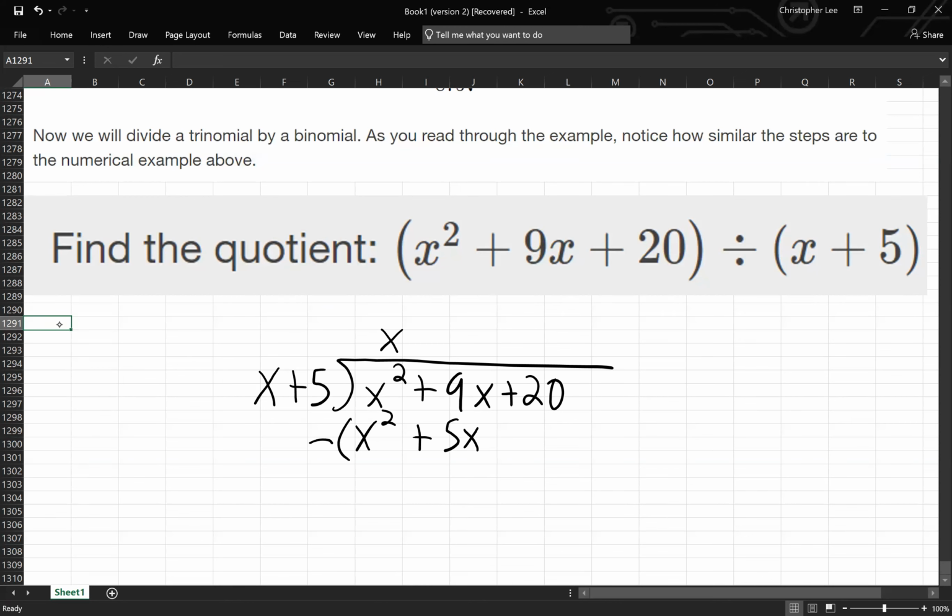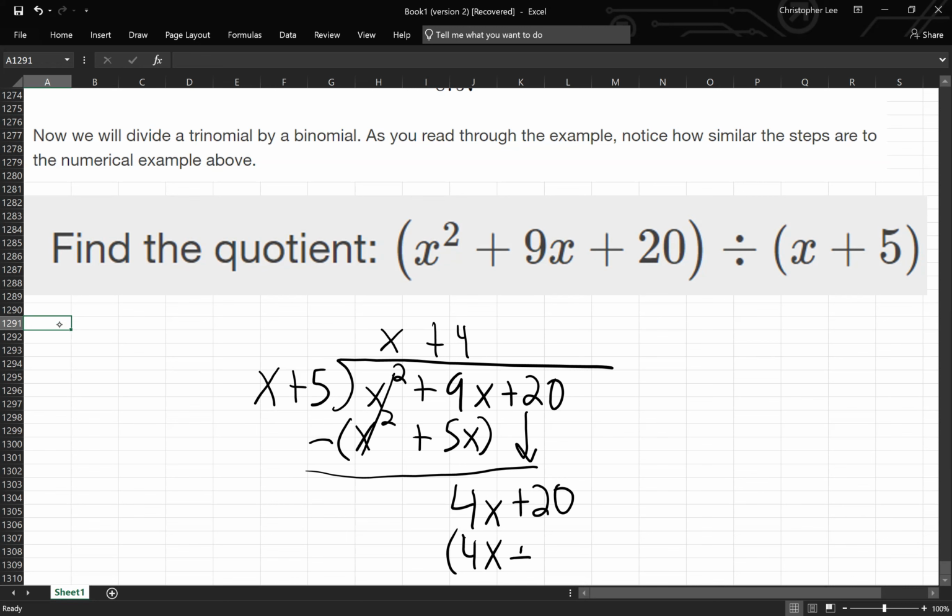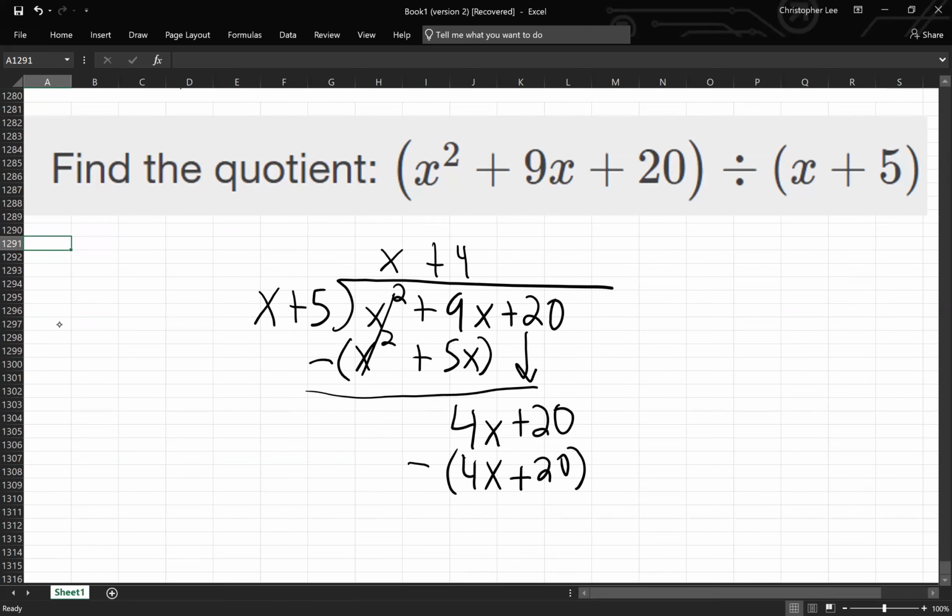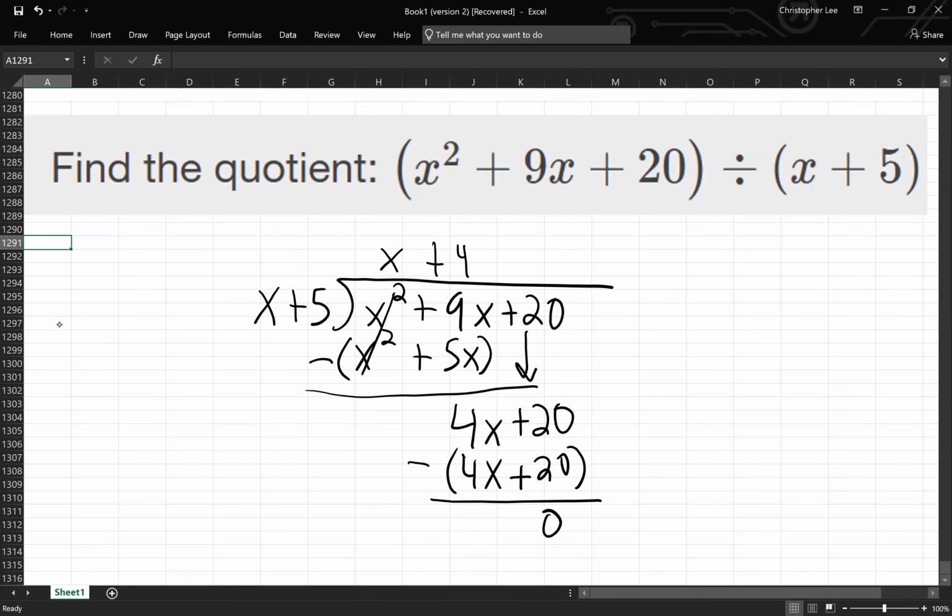And then I want to subtract these. But remember that this is a polynomial, right? So x squared minus x squared will cancel out. 9x minus 5x is 4x. After that, bring down your positive 20. Now x goes into 4x plus 4 times, and 4 times x is 4x. And 4 times 5 is 20. When you subtract these out, you get 0. So my answer is the quotient, which is x plus 4.